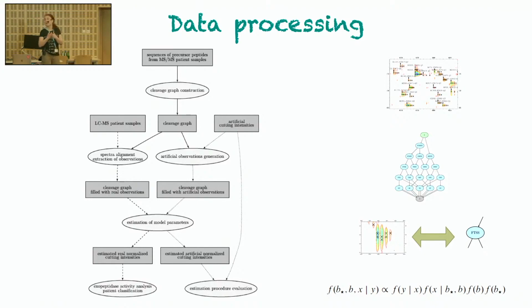Our aim is to construct the estimation procedure, the model of this activity. So we want to infer 40 numbers, the activity of the set of enzymes. But how do we know that this estimation procedure is correct? The best way is to simulate this proteolysis process with already known activities and then try to estimate them with the procedure. And this is the right path: artificial observation generation, cleavage graph filled with artificial observation, estimation of model parameters, and then we can evaluate the estimation procedure.